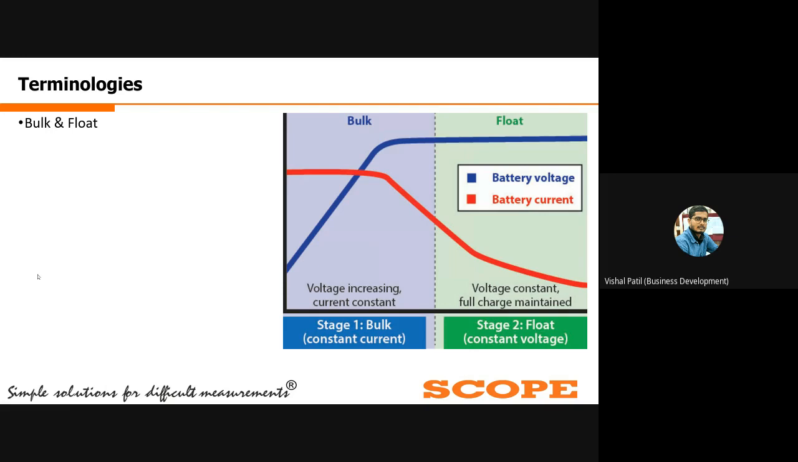Now we will see a few terminologies related to this particular battery bank. The first one is bulk and float charging. Bulk charging is nothing but the constant current charging mode, in which voltage will be gradually increased while keeping the charging current constant, and in this way the battery bank will reach a certain stabilized voltage. After that, we switch the charging into float. Float is the constant voltage mode, in which voltage will be constant, so that your full charge will be maintained during its operation.